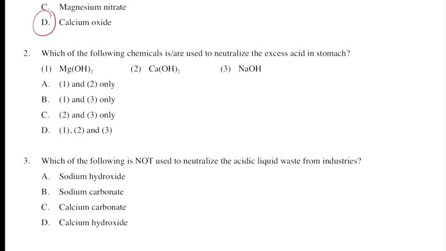Next one. Which of the following chemicals is or are used to neutralize the excess acid in the stomach? The answers provided are magnesium hydroxide, calcium hydroxide, and sodium hydroxide. On our notes, we suggest using magnesium hydroxide and aluminium hydroxide. So is calcium hydroxide okay to neutralize the excess acid in our stomach? The answer is yes. And how about the last one, sodium hydroxide? Do we use sodium hydroxide to neutralize the excess acid in our stomach?